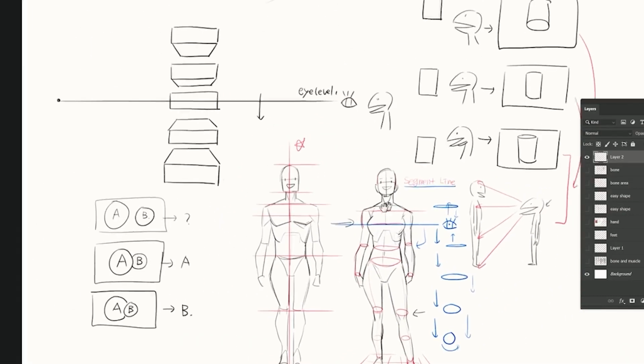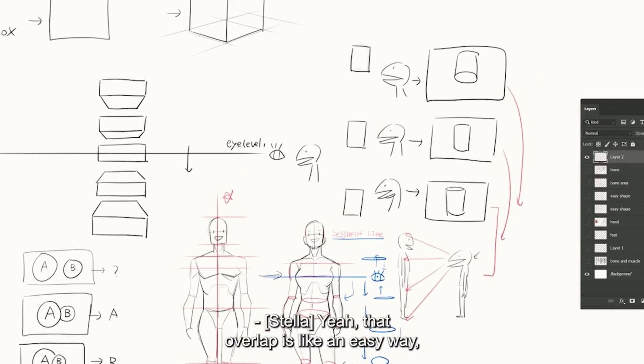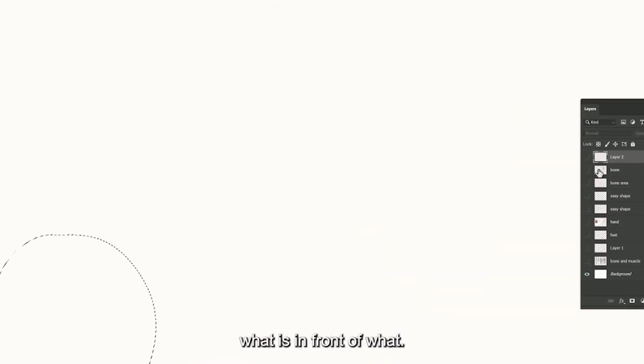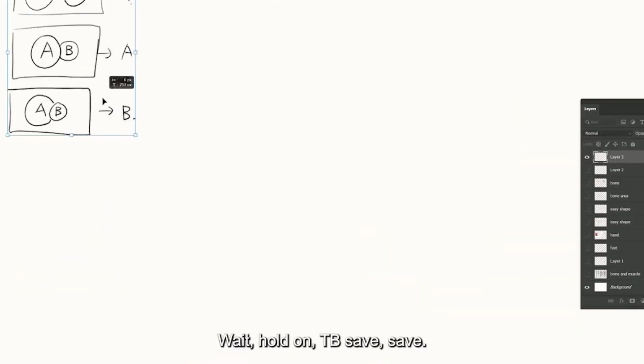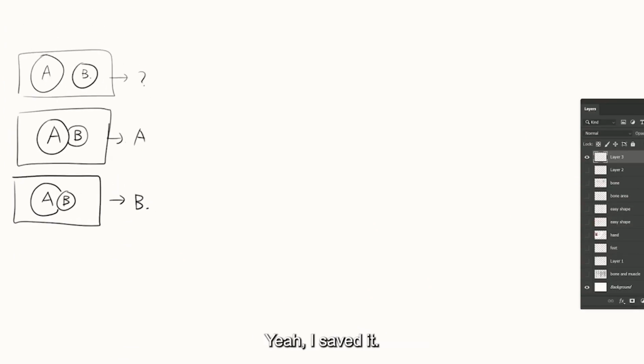So yeah, that overlap is an easy way to tell the viewer what is in front of what. Right. And wait, hold on. Right. TB, save. Yeah, save.